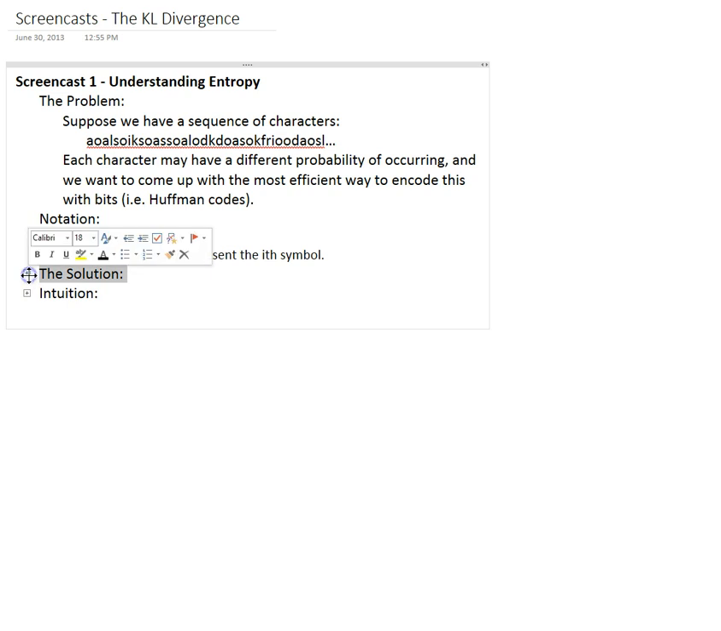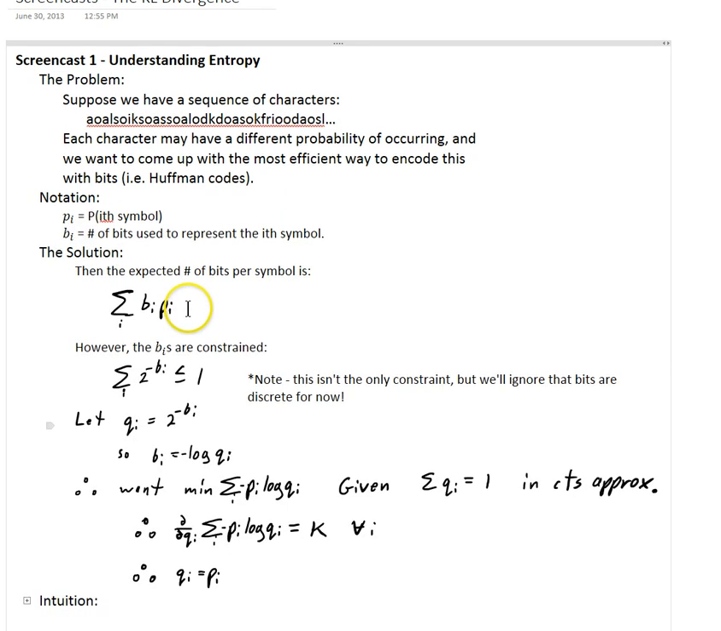And, okay, this is hopefully pretty familiar. And so the expected number of bits per symbol is this. You take the probability of each symbol times the number of bits for that symbol, and that gives you the expected value.